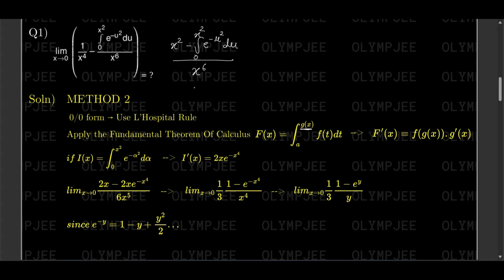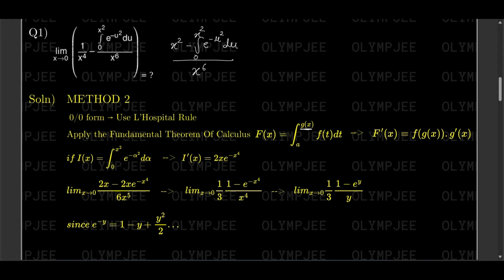And then we can differentiate this also. So this will be 2x, this will be 6 multiplied by x raised to power 5, and this is the differentiation of the integral. Now if I take 2 common and 6 common, I will be left with 1 by 3 multiplied by 1 minus e raised to power minus x raised to power 4 divided by x raised to power 4.